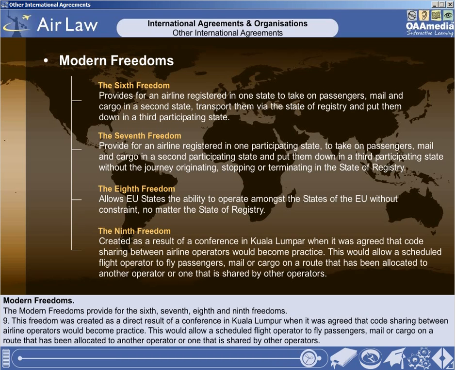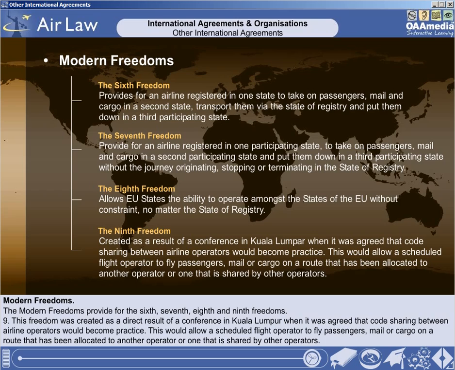The 9th and final freedom was created as a direct result of a conference in Kuala Lumpur that allowed booking code sharing between airline operators. This allows a scheduled flight operator to fly passengers, mail, and cargo on a route that has been allocated to another operator or one that is shared by other operators.